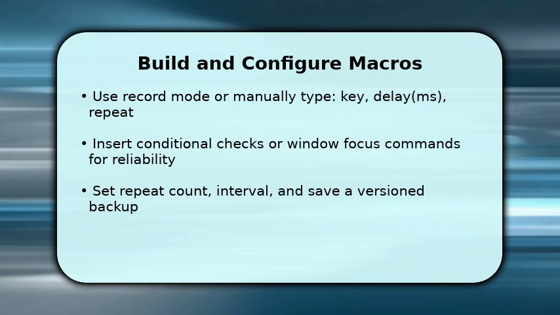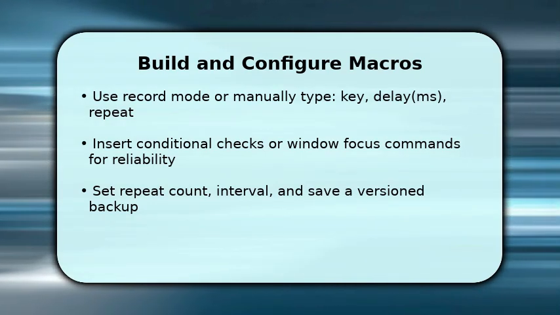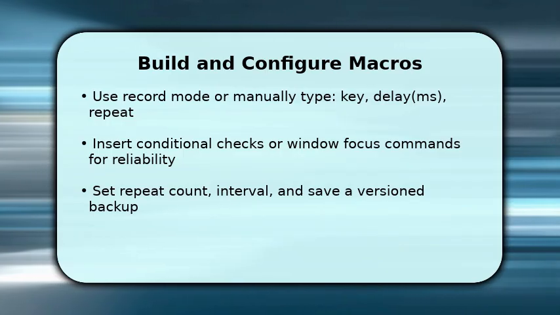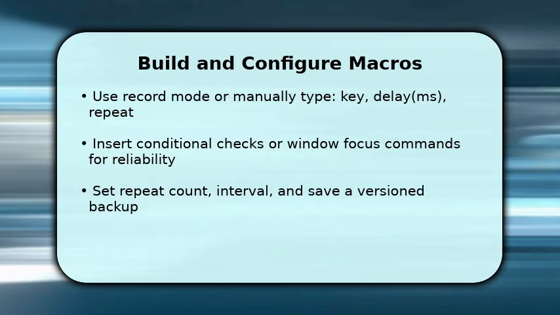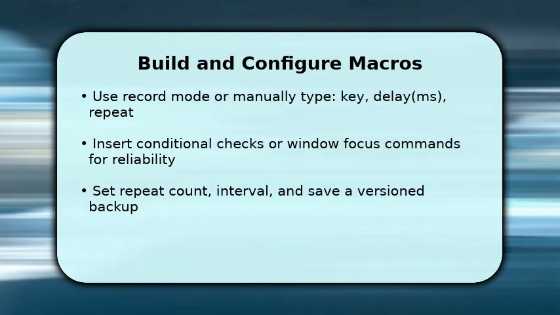Now you construct the macro itself. Either use record mode for fast capture or type entries manually with key, delay in MS, and repeat values for precision. Then add conditions like window focus checks so the script runs only when the right app is active. This prevents accidental input. Once configured, set the repeat count and interval between cycles, test a short run, and save a version backup so you can revert if adjustments are required.